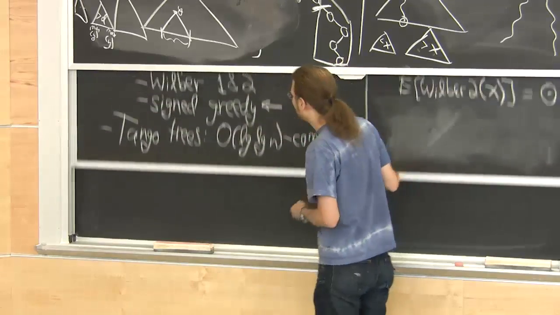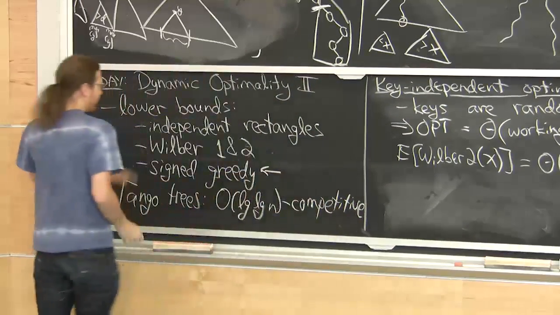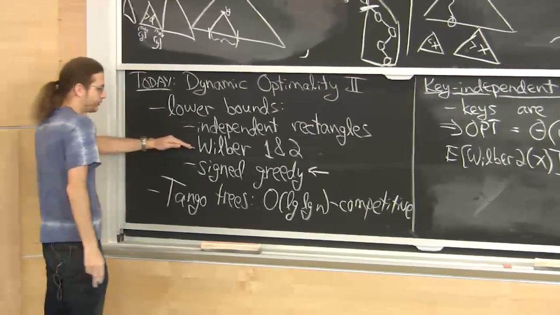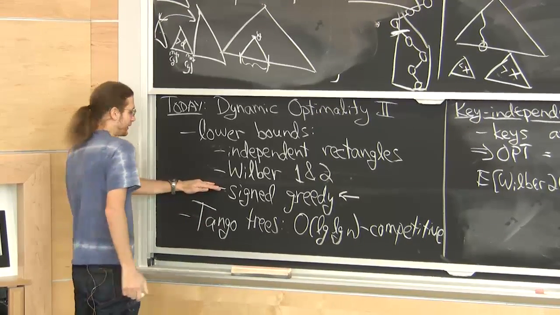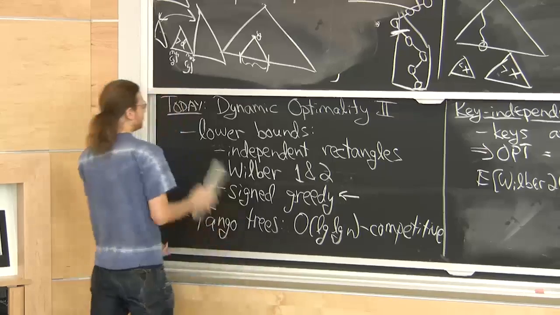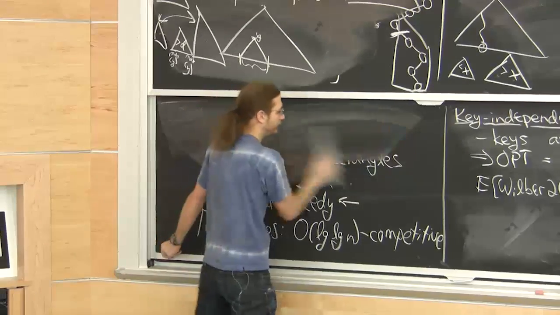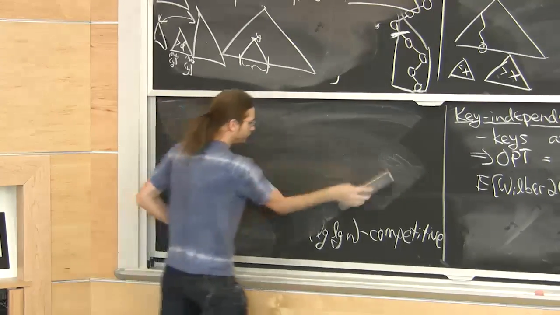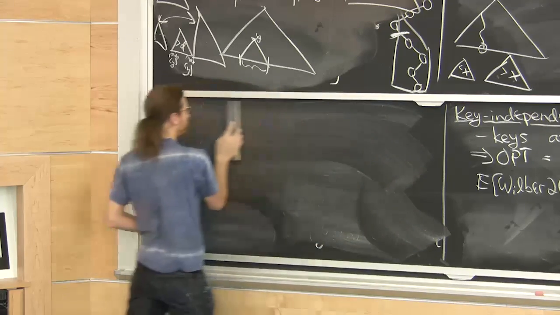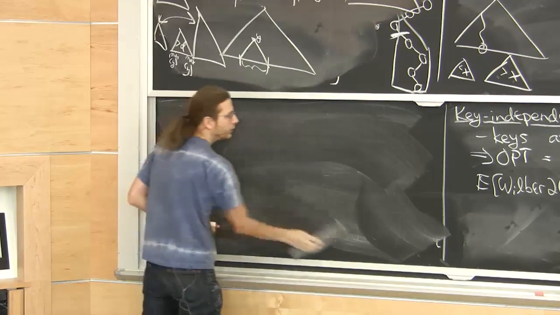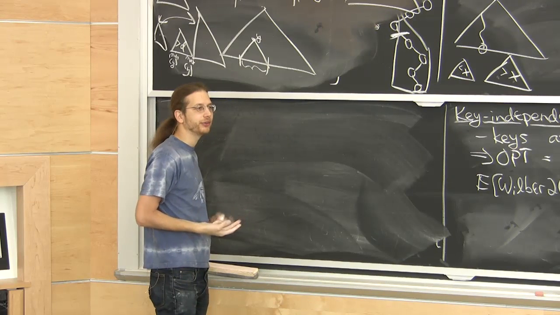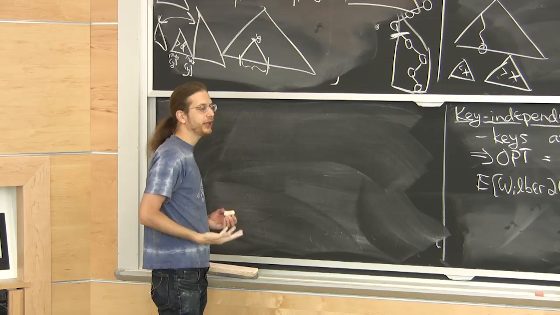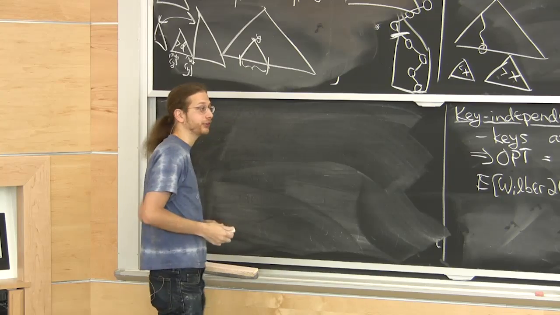There's one thing on this outline we haven't talked about. We did independent rectangles. We did Wilber 1 and 2. We saw applications of them, in particular Tango trees. One thing we haven't done is signed greedy. So let's do signed greedy. What's still left here is we have two ways to choose rectangles, independent rectangles. They're different. It'd be kind of nice to know what the best way to choose rectangles is.